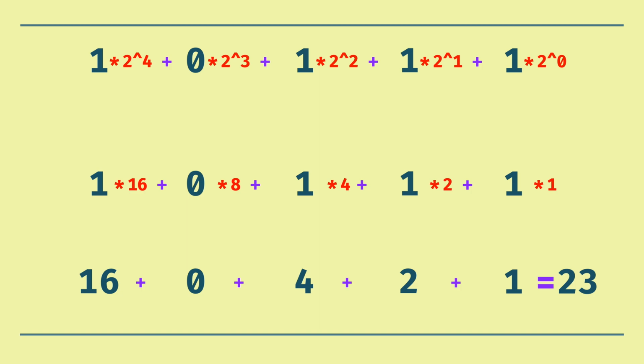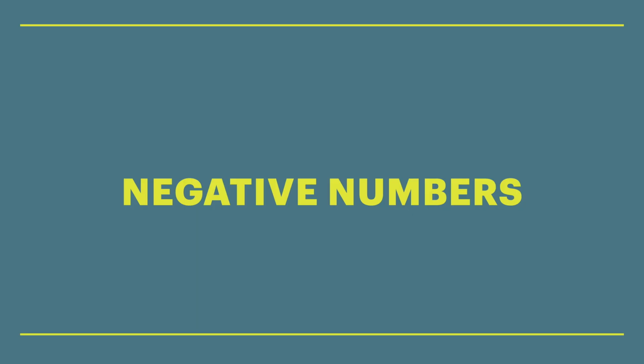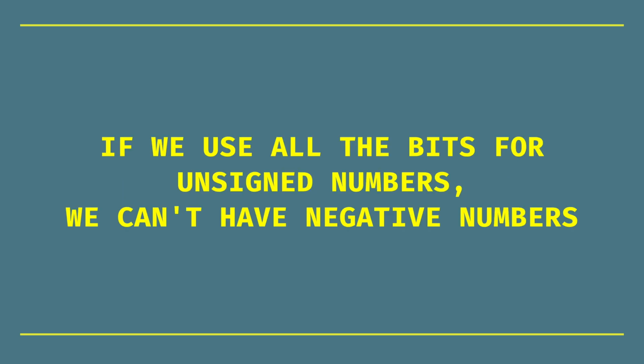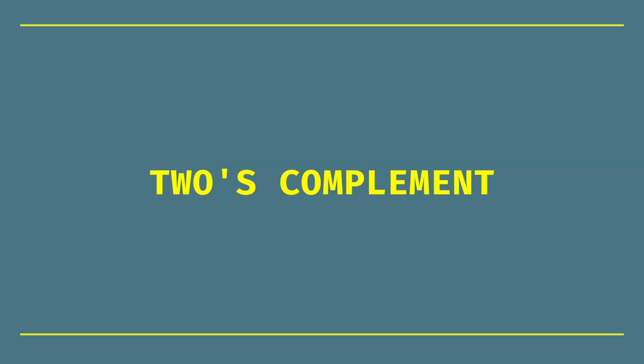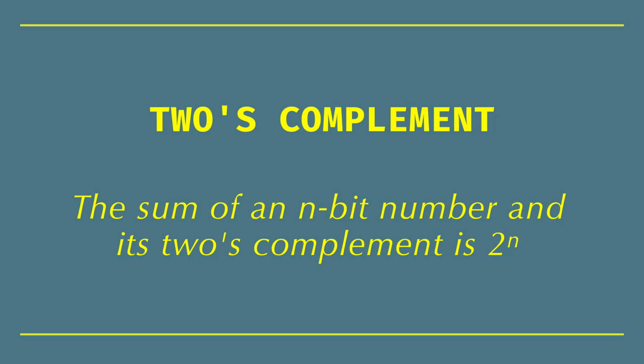We don't, however, have a negative sign in binary. So how do we represent negative numbers? Well, the first thing is, if we've used all the bits for the unsigned numbers, then we can't have negative numbers. To get around this, we think of a system called 2's complement. This was first proposed by John von Neumann in his first draft of a report on the EDVAC computer. One simple way to think of 2's complement is that the sum of an n-bit number and its 2's complement is 2 to the n.